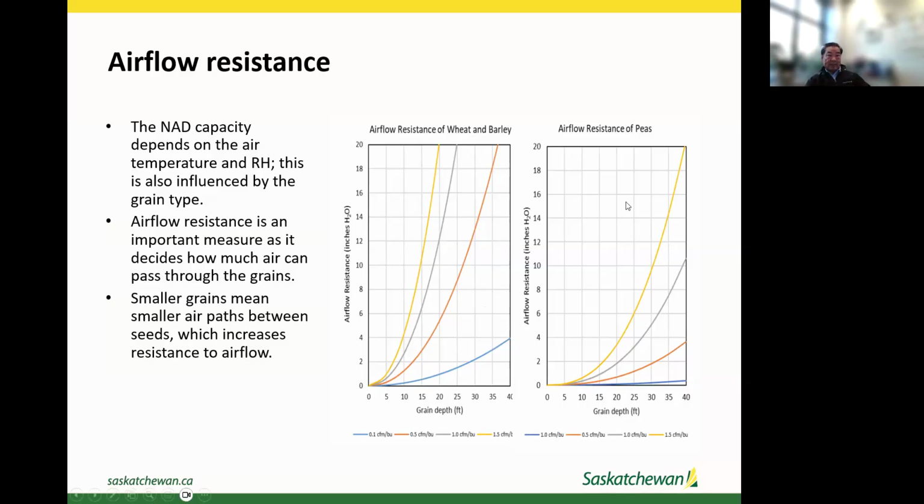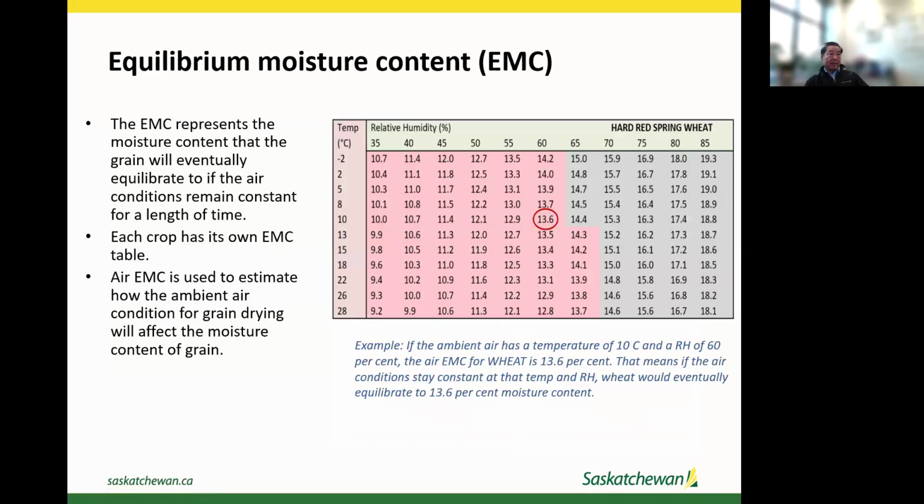For the pea on the right side, because the pea size is bigger, the air voids between the pea grains are bigger, so it's slightly easier for the air to flow through at the same pressure. So this needs to be remembered. In that kind of scenario, the air would flow much more easily in large-sized grain like beans.